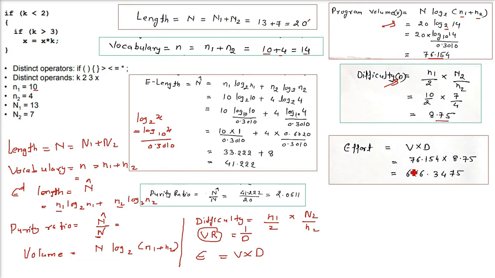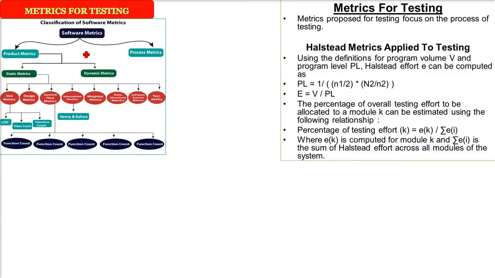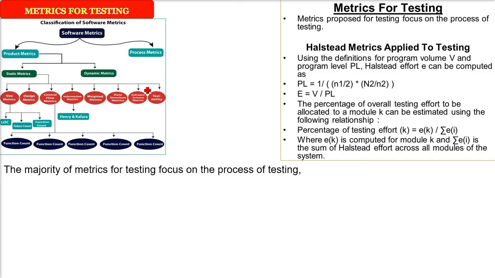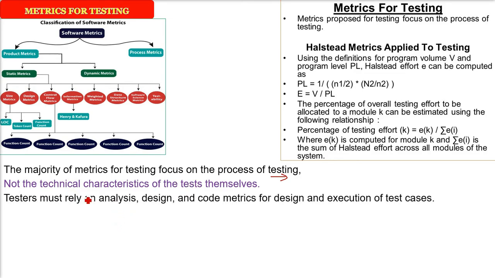These are all the basics: the number of operators and operands, and distinct operands, you have to find out. Metrics for testing. The majority of the metrics which we have seen for testing focus on the process of testing, what processes are being adopted, but not on the actual technical characteristics of the tests themselves. So the tester has to rely on the analysis, design, and code metrics for design and execution of the test cases.